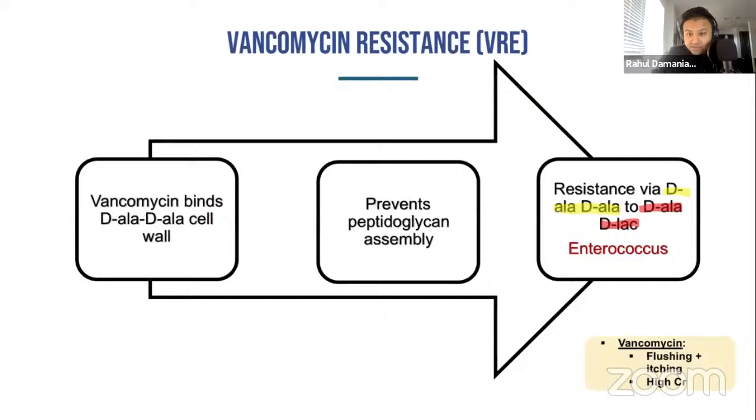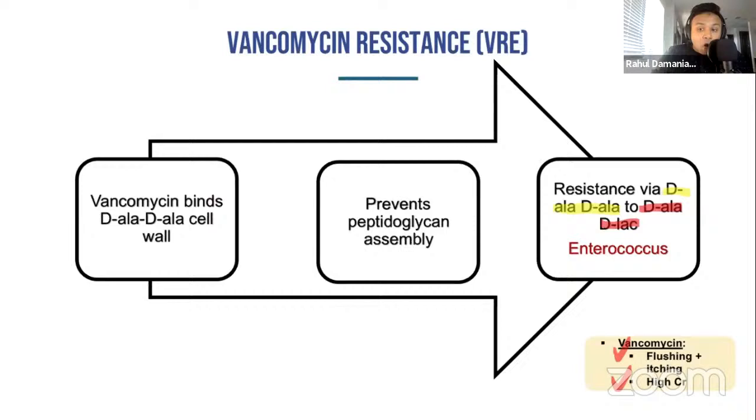Remember that vancomycin has a very high yield side effect. If you give vancomycin and the patient is now flushing and itching, you're going to be thinking about a local mast cell response called red man syndrome. And vancomycin, just like your aminoglycosides, is nephrotoxic. So watch for the high creatinine.